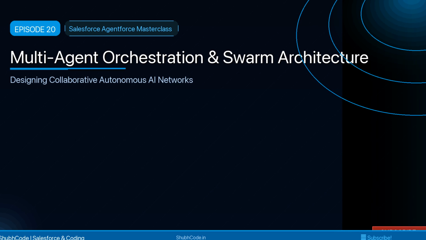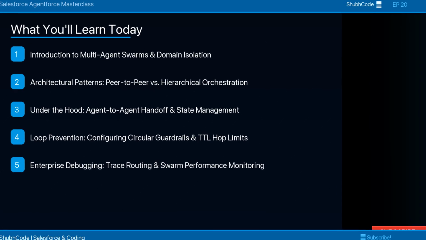Today, multi-agent orchestration and swarm architecture. Designing collaborative autonomous AI networks. Let's get into it. Here's what we're covering today.